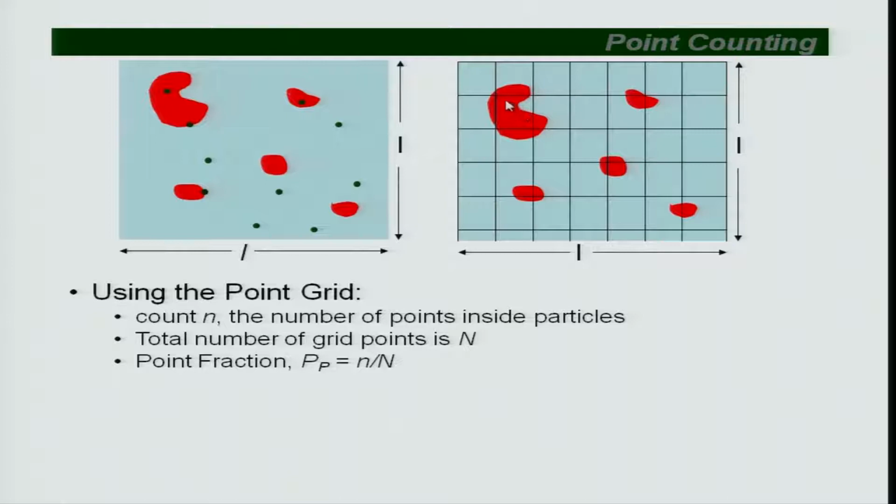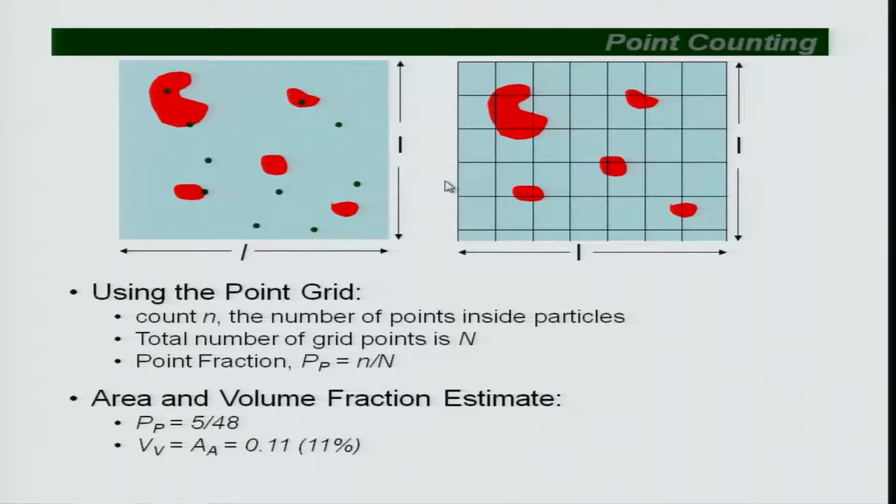Number of points inside, if I count this as 1, this as second, third, fourth, and perhaps this also has another point. So, we may have 5 points inside the second phase particles, if you can call them the beta particles in a 2-phase alpha beta alloy. Then the area and the volume fraction estimate is nothing but point fraction, which is 5 upon 48, and that gives me about 11% volume fraction.